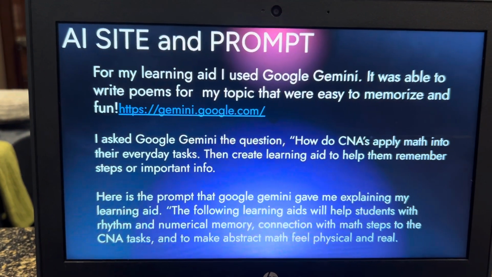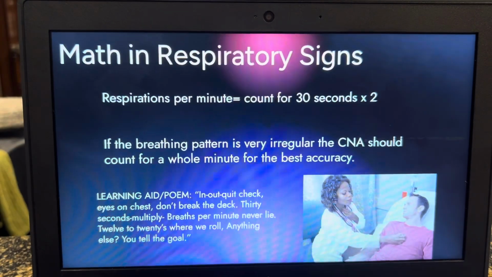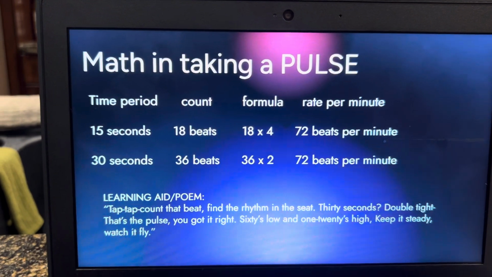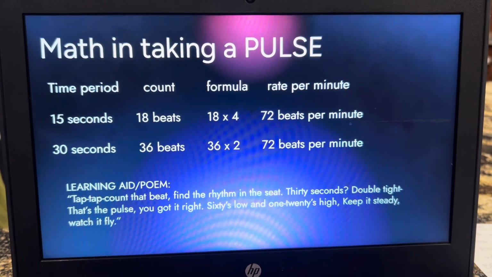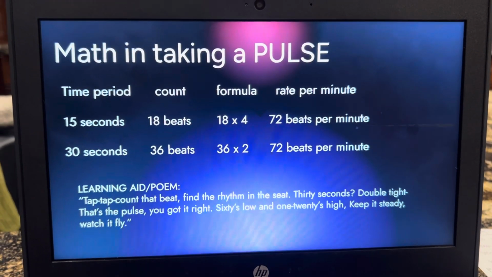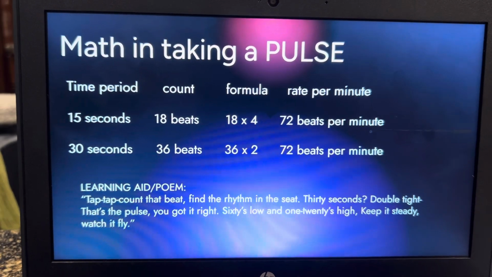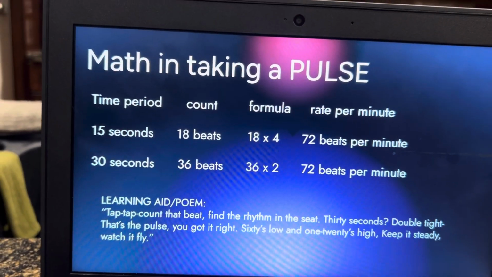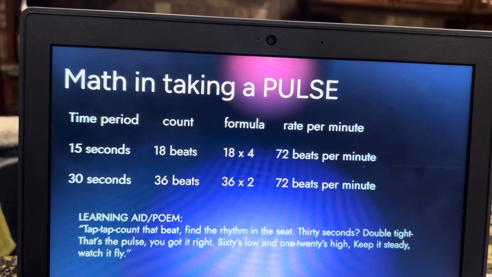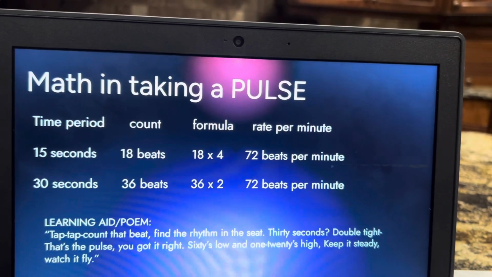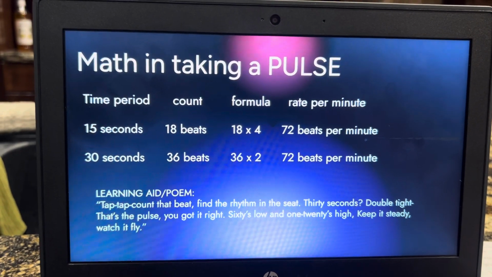And then I'm going to give a few examples of how the learning aids can help in a situation. If a CNA counts 34 beats for the pulse in 30 seconds, they can remember that the learning aid said 30 seconds double tight. So they will double 34, which equals 68, and they'll know that the pulse is normal because it tells you right here. 68 is a good pulse.